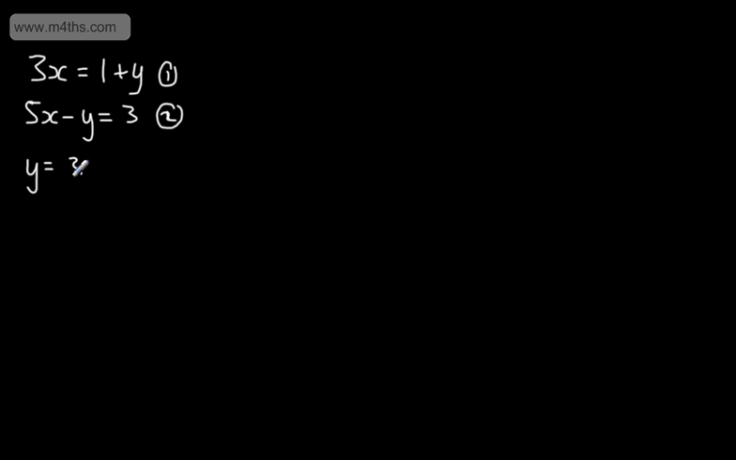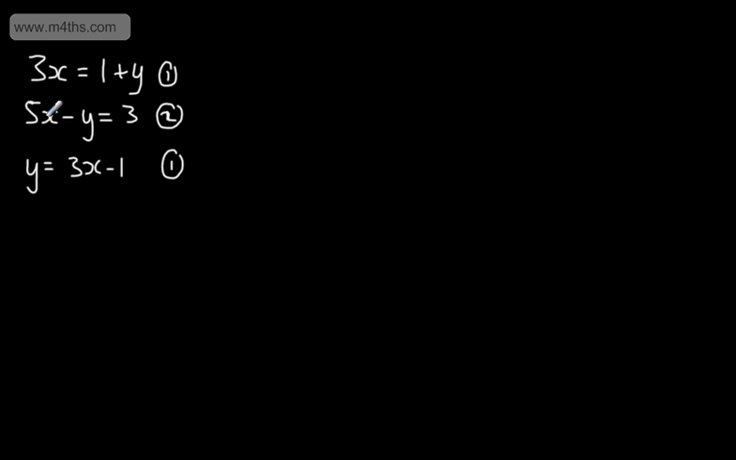Let's do another one. Let's go for this one, 3x is equal to 1 plus y. We'll take 5x minus y is equal to 3. Okay, so let's go for these ones. This is going to be equation 1, and this is going to be equation 2. I've got a couple of different choices here, and I'm going to look at this a few different ways. The first way is to rewrite equation 1 as y is equal to 3x minus 1. So on equation 1, y is equal to 3x minus 1, and that's equation 1.